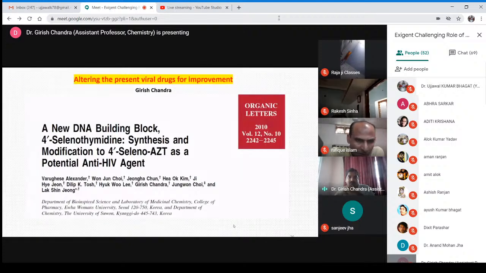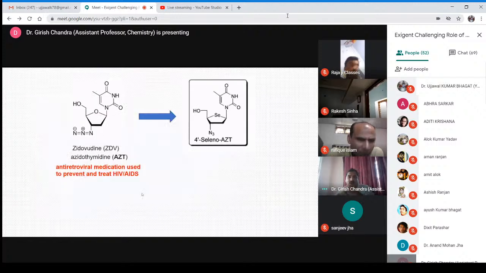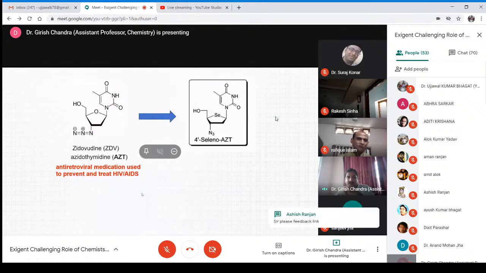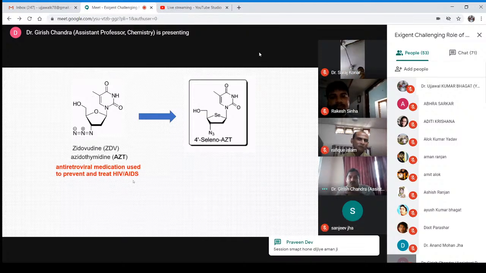Basically, I altered one very well-known antiviral compound called AZT. AZT is a very well-known anti-retrovirus compound, and if you see, it is a nucleoside kind of compound. This is the deoxynucleoside, and at the 3' position, in place of OH, you have an N3 group. This compound was used for treatment of HIV.